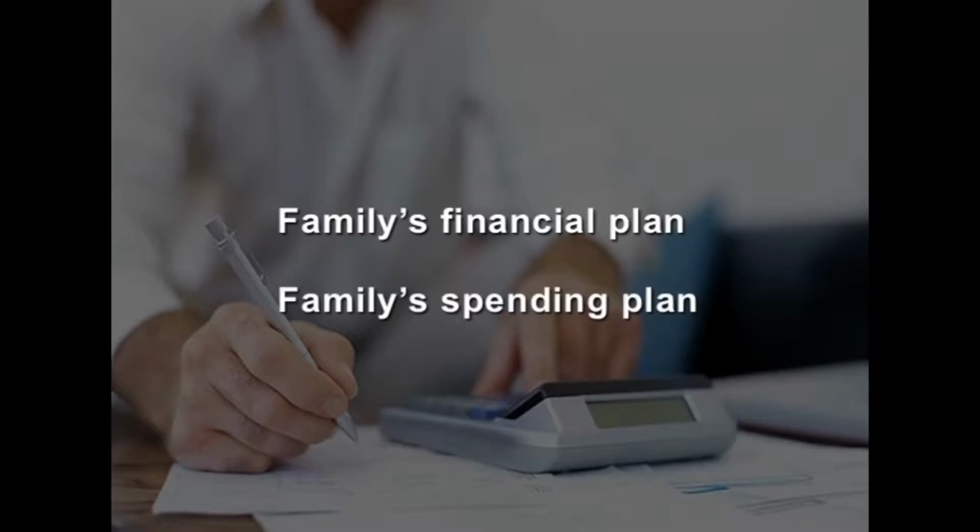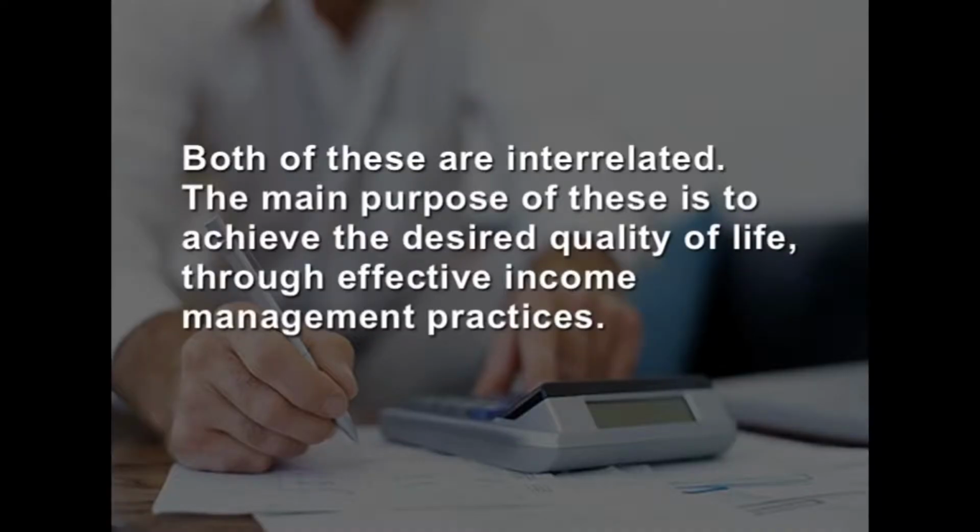To begin with the introduction, income management, like other management processes, involves planning, controlling and evaluation. The effective management of income involves two types of plans: family's financial plan and family's spending plan. The family's financial plan includes the entire financing of all needs of the family members, whereas spending plan is prepared for a specific period. Both of these are interrelated.